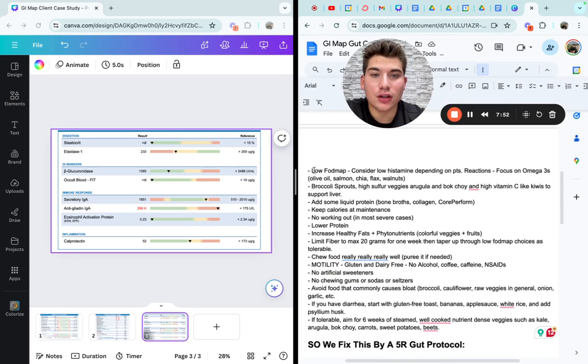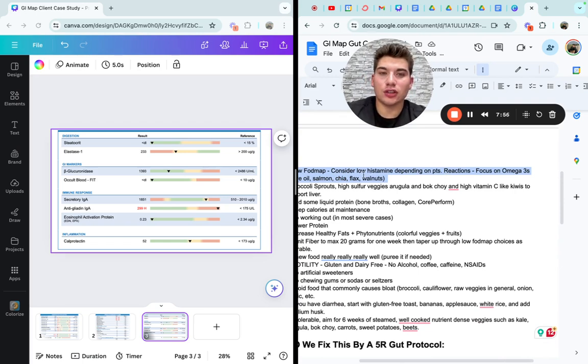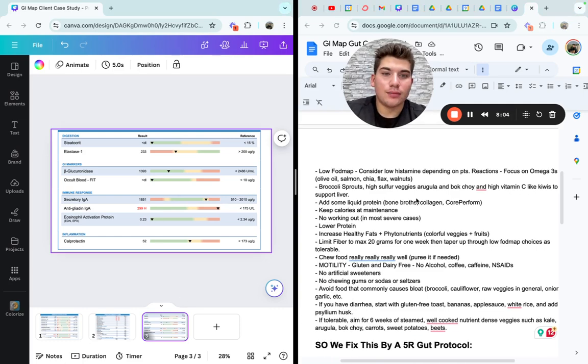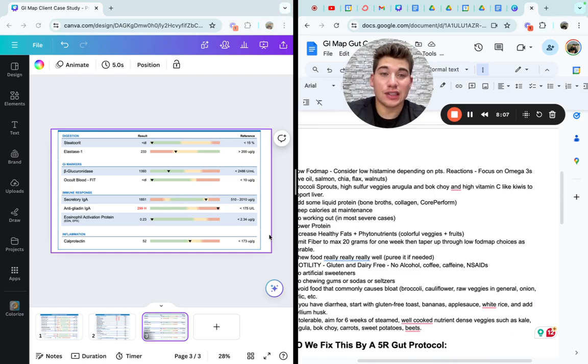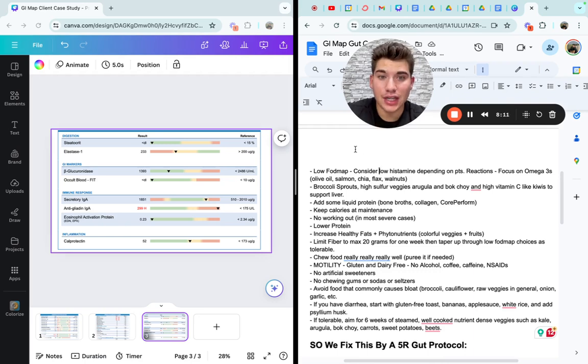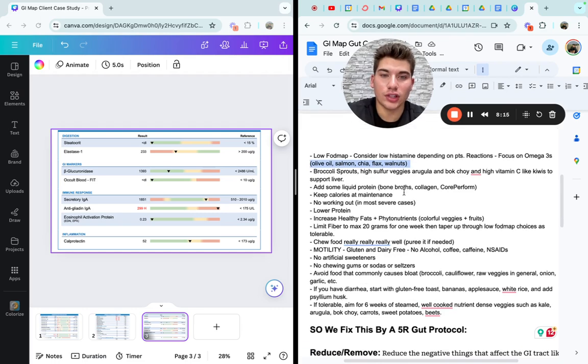So what we did though is that we followed a lower FODMAP diet, okay, and I actually went lower on the histamine, okay. I went lower histamine just because of his circulatory IgA and some of his other markers back here. I focused on omega-3s because there's a lot of inflammation within the GI tract. And so I used specific supplementation for that. Then I also use foods like olive oil, salmon, chia, flax, and walnuts.